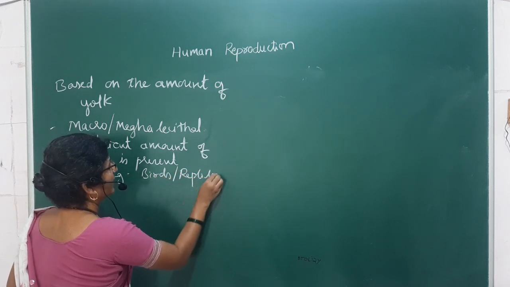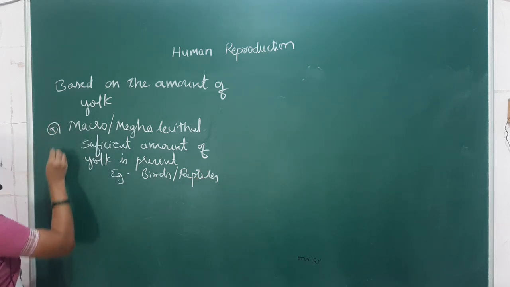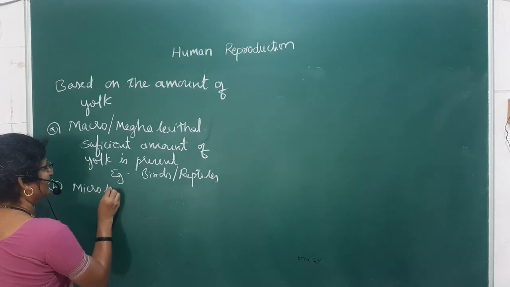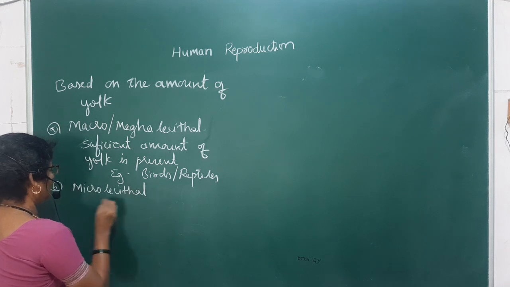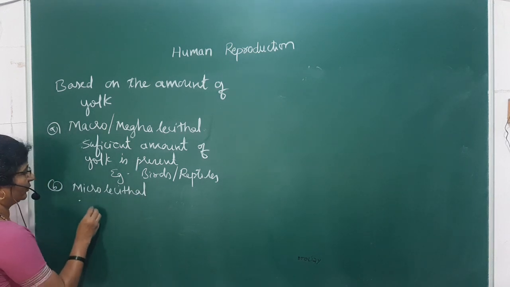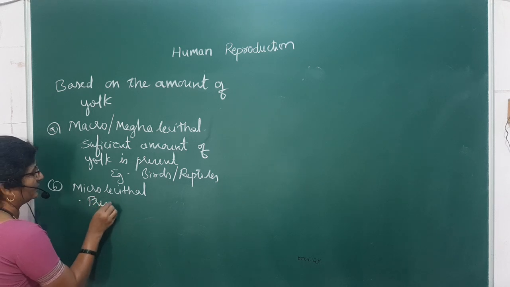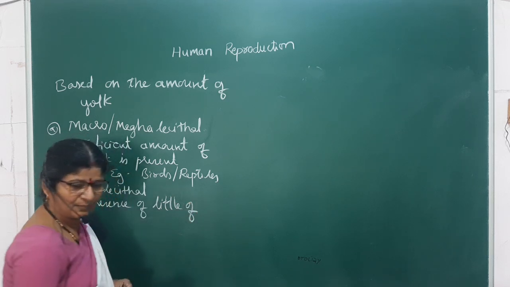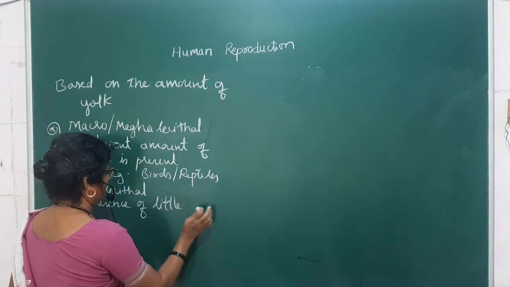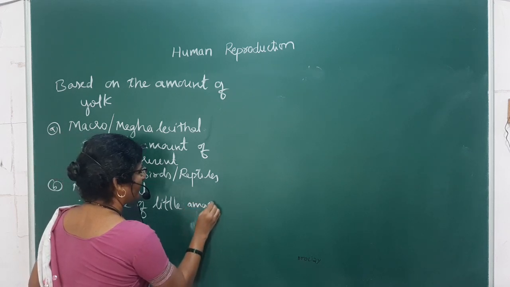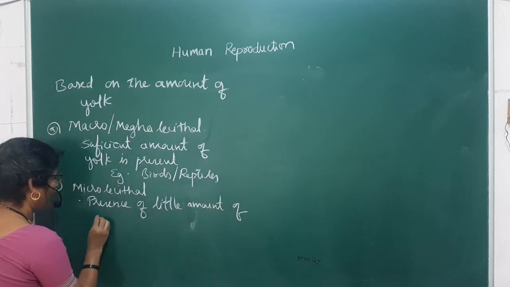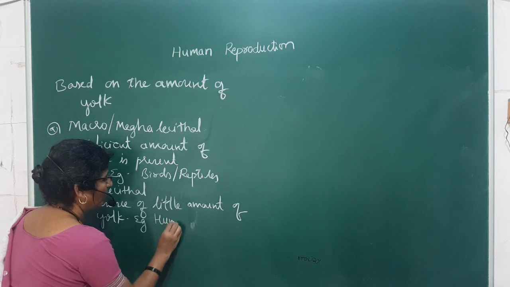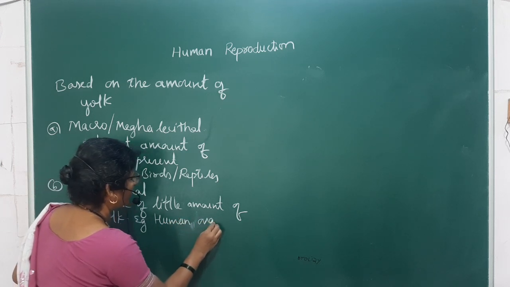We can give the example of birds and reptiles. And the second type is the microlecithal, the presence of a little amount of yolk. We can give the example of the human ovum. Human ova or egg you can write.